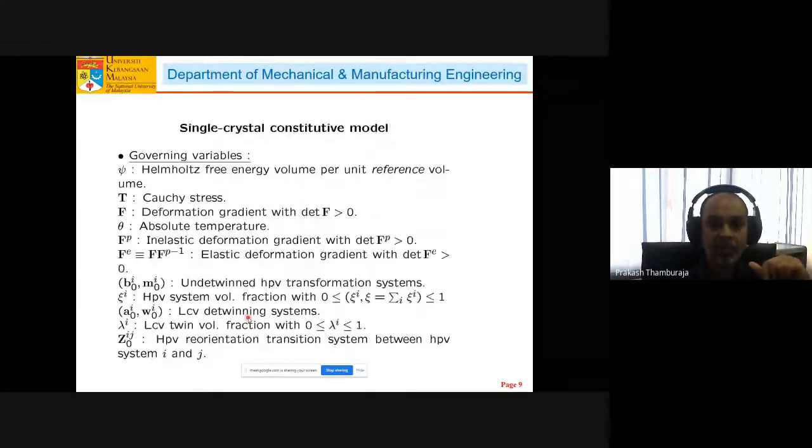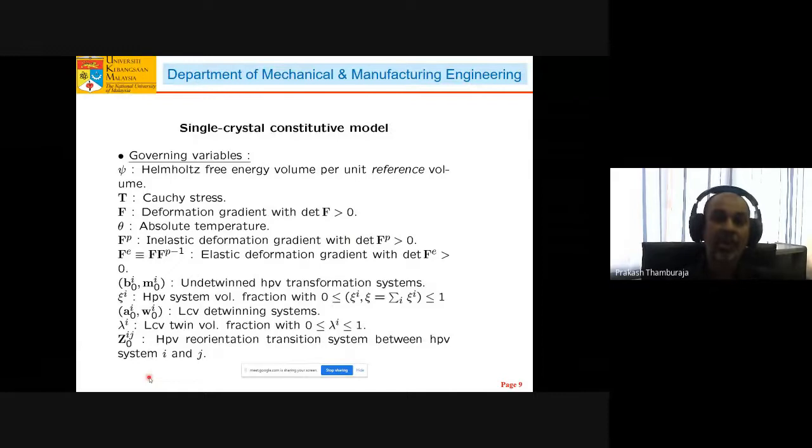This is just a brief slide showing the governing variables in our mathematical model. The most important thing is that you need to specify a potential energy. In this case, we use the Helmholtz free energy potential. From there, we use fundamental mechanical balance laws and thermodynamics laws to derive the constitutive equations. For example, with regards to mechanical laws, you have to look at balance of linear momentum, balance of angular momentum, and in the thermodynamics laws, we use the first law, second law, and dissipation inequality. All these tools we use to derive the constitutive equations.